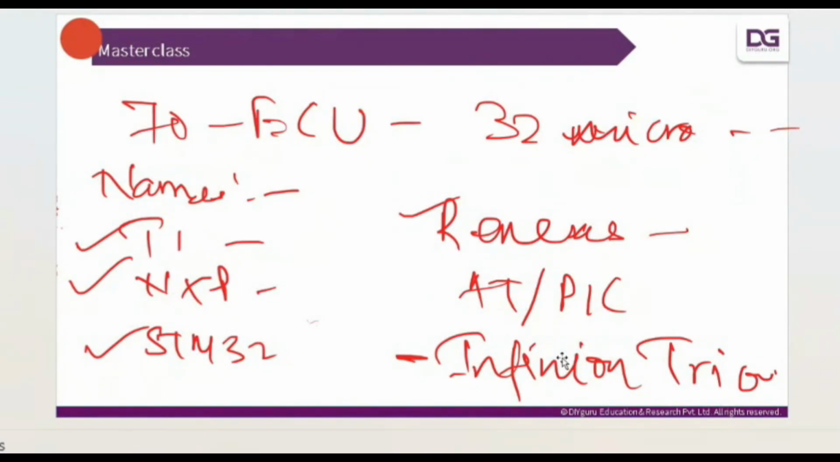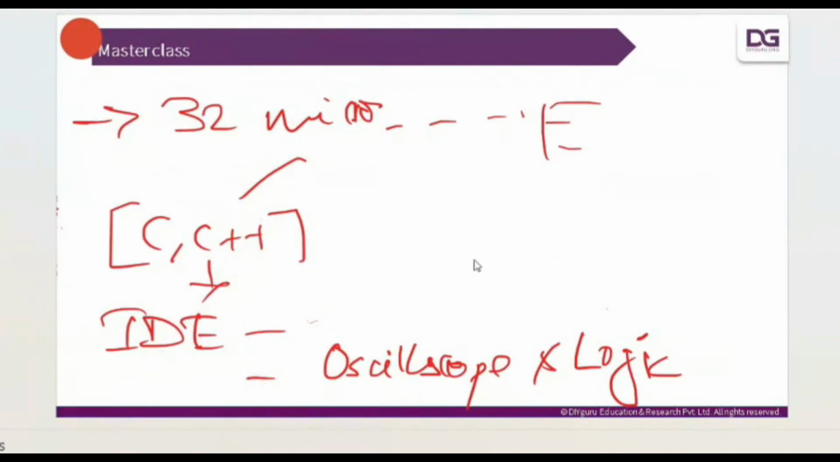So you should know how to work with a 32-bit microcontroller if you are expecting to work in these particular domains. And yes, these domains are definitely difficult, but once you are into these domains, you will not look back in your life. So C++, IDEs, oscilloscope, you should know all these things. Apart from this, in embedded systems, what are the other things you need to know?